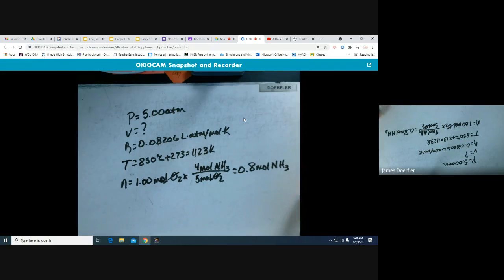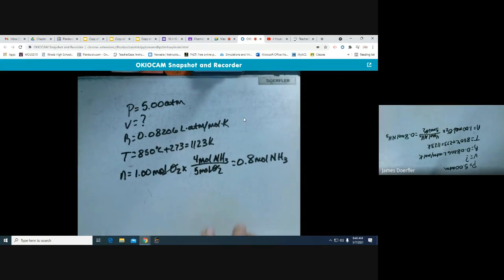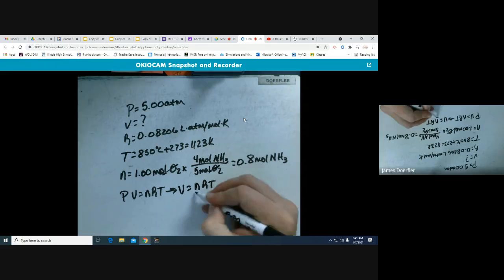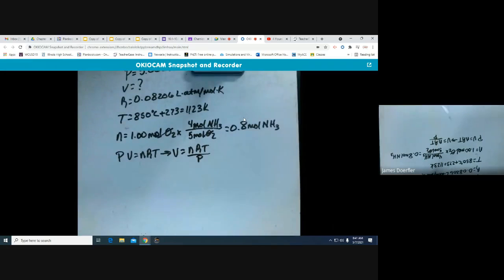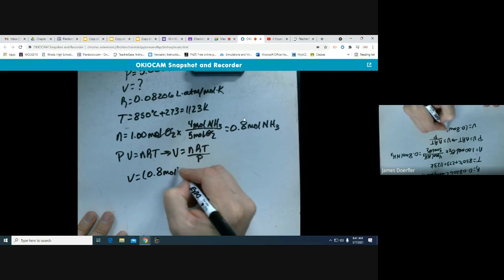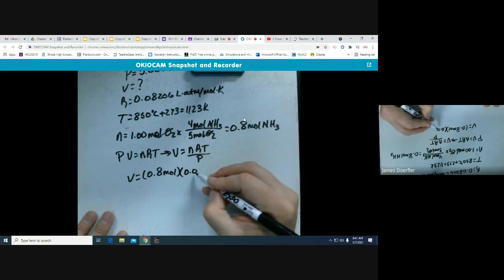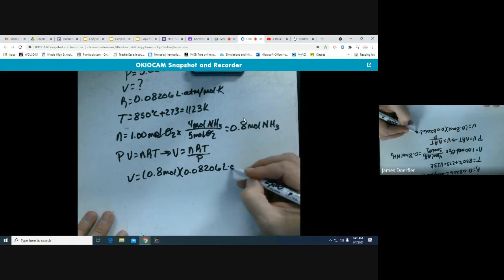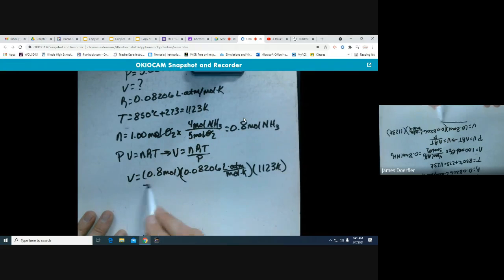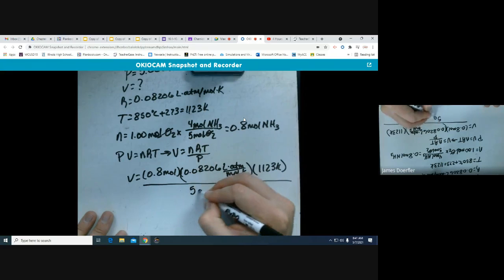Questions on how I got n? Like I said, we're going to be using PV=nRT and rearranging it to solve for V. We take both sides and divide by pressure, so V is equal to nRT over P. Now we can begin plugging in our values. n was 0.8 mole, R is 0.08206 liters times atmospheres over moles times Kelvin, times our temperature of 1123 Kelvin, all over pressure, which was 5 atmospheres.